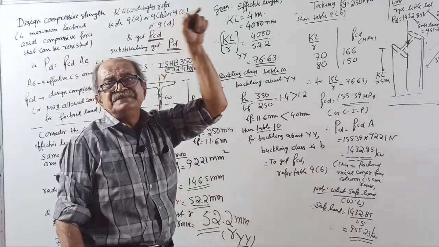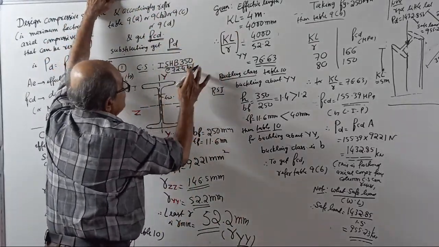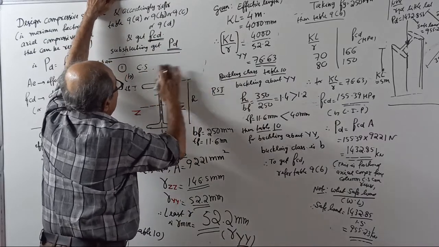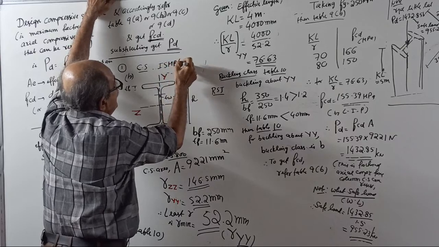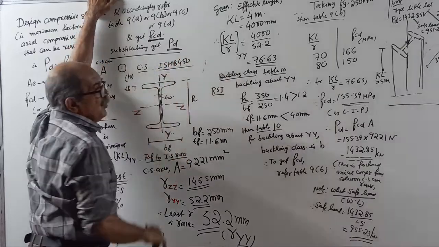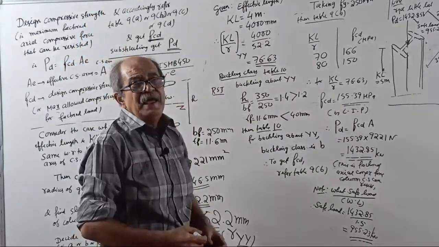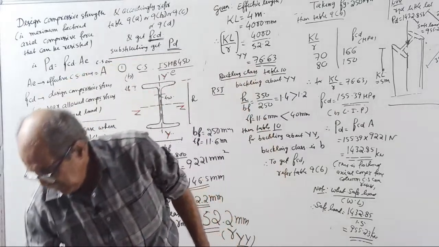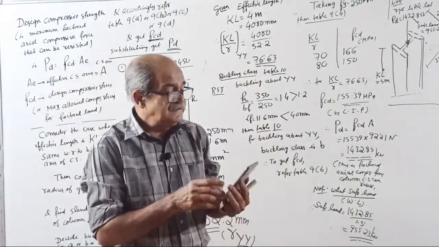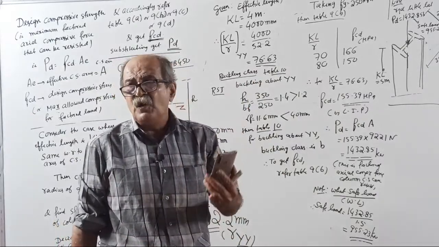Once again consider an RSJ. This time consider not ISHB 350, consider ISMB 450. ISMB 450. Tell the weight per meter. ISMB. Last time HB, now MB. Tell me, weight per meter. Today's class concepts are covered. Weight per meter, ISMB 450.